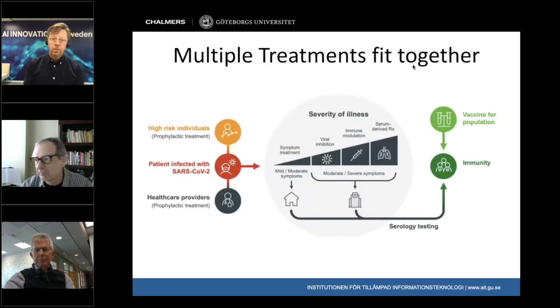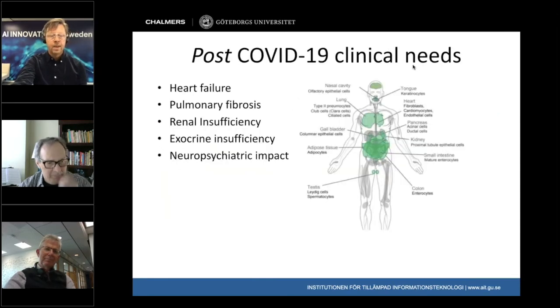This means that in terms of the multiple treatments, they have to fit together. On one side, we have the high-risk patients. We have the patients who are being affected by the SARS-CoV-2, and we have healthcare providers. And there is a curve on how severe this disease is getting for you. And on the other side, we have how we can develop vaccines for the populations, or when we reach the famous new word that everybody has learned, herd immunity. I have never heard that before.